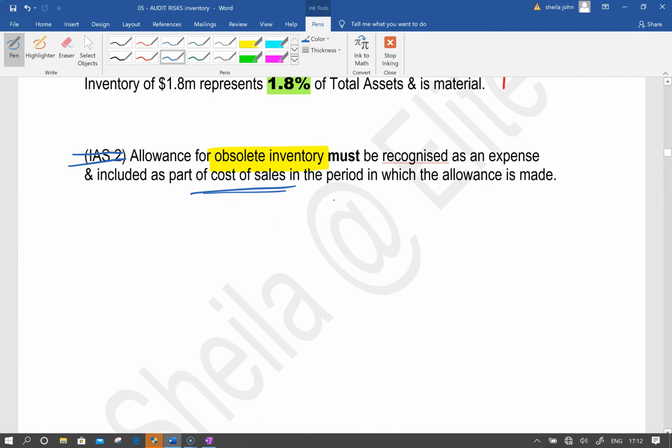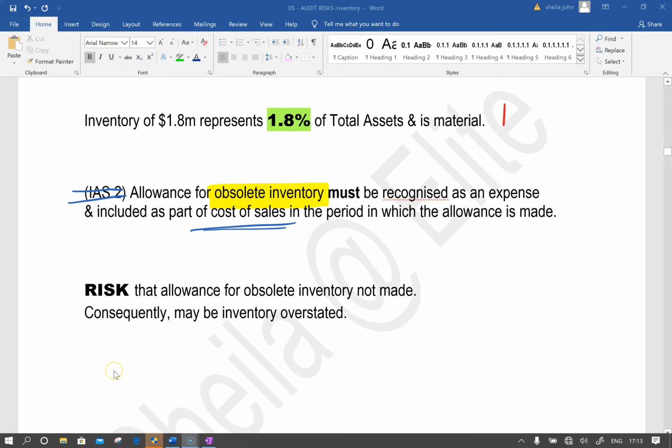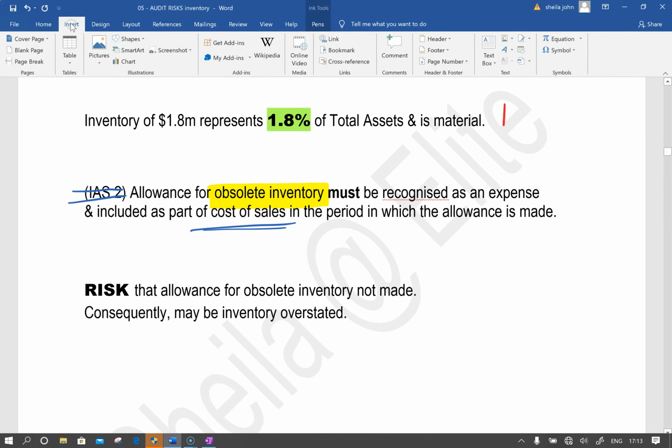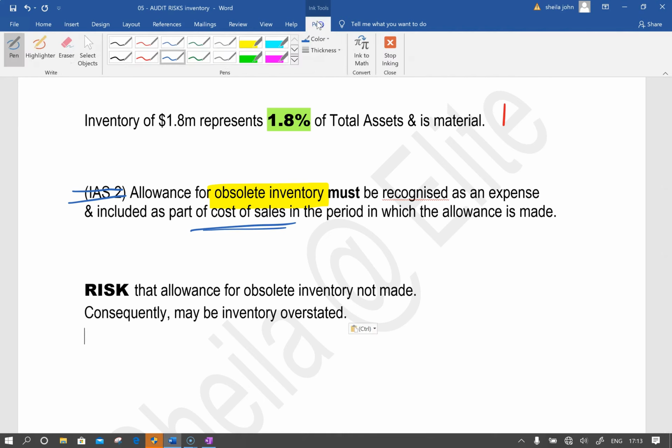So what's the next thing that you do? The next step is to state that there is a risk that the allowance for obsolete inventory is not made. So the risk here is not that inventory is overstated. That would be the impact on the financial statements. Here, we're specifically talking about the risk. So let's have a look at this again. The accounting treatment is allowance must be made. The risk here is that it is not made. And consequently, inventory may be overstated. So when you say consequently here, we're looking at the impact on the financial statements itself.